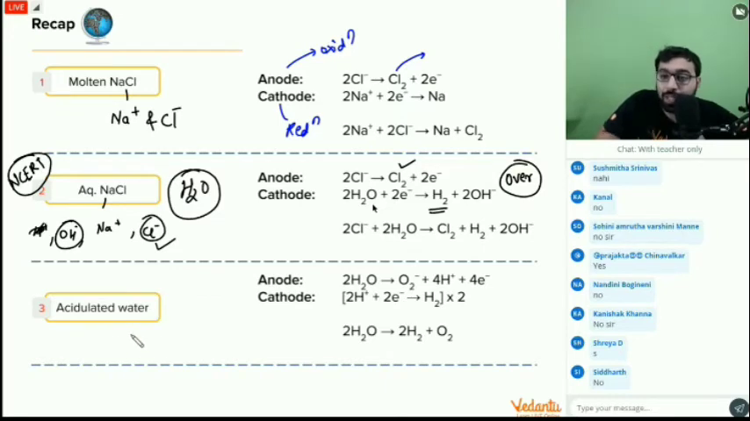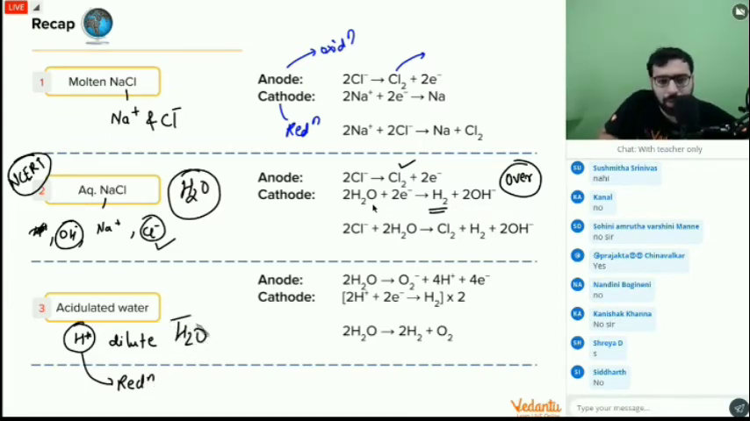After that, acidulated water means there is presence of H plus, but this is very dilute acid. Dilute H plus, acidulated water. In acidulated water, it's very simple. At cathode you have hydrogen gas, and at anode पे oxygen gas. In acidulated water, this H plus is undergoing reduction and water is undergoing oxidation. Okay? That things happen. See, water, that is H2O, undergoes oxidation to give O2 gas, and at cathode we get hydrogen gas. So this is about acidulated water.